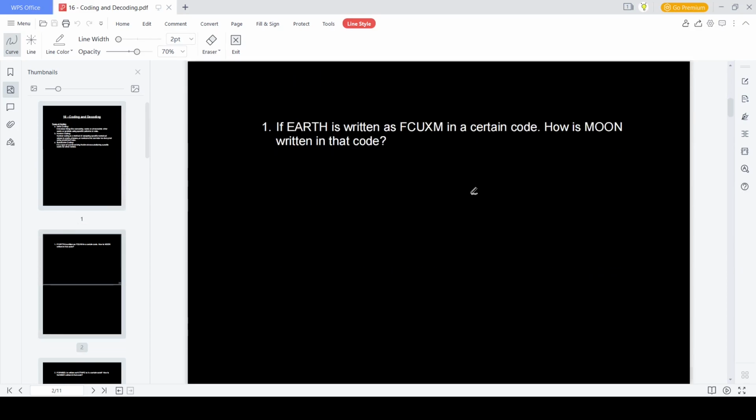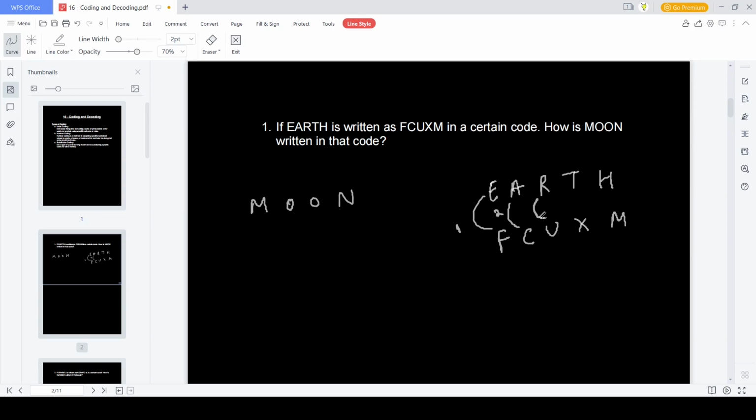First question: if Earth is written as, so first we write EARTH, what they've given you, and this is written as FCUXM. How is moon written? So we'll write moon also here. Fine. Let's first try to see the jumps. From E to F there's a one jump. From A to C there's a two jump. From R to U there is RST, so there's a three jump, and from T to X there's a four jump, and H to M there's a five jump.